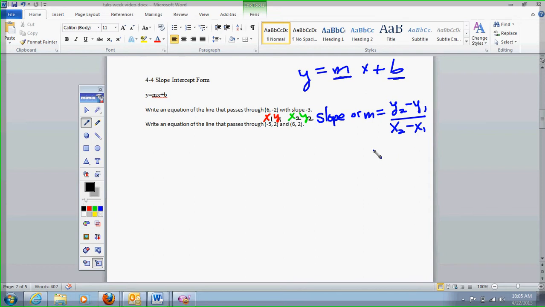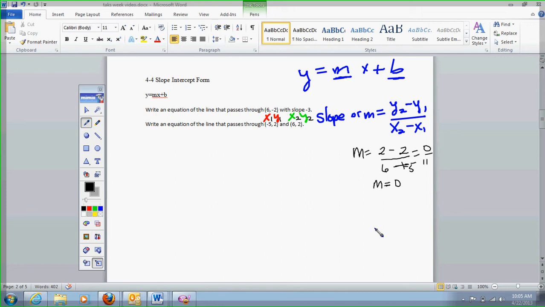Alright, so I'm going to find my slope. So I have slope m equals y2 minus y1. Well, y2 is 2 minus y1 is 2 over x2 is 6 minus x1 is negative 5. Well, 2 minus 2 is 0, and this becomes a plus, and that's 11. Now, something else we talked about last week, that any 0 divided by any number is 0. So in this case, m is going to be equal to 0.